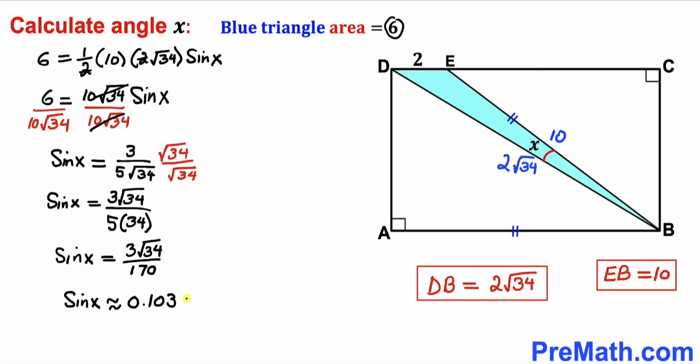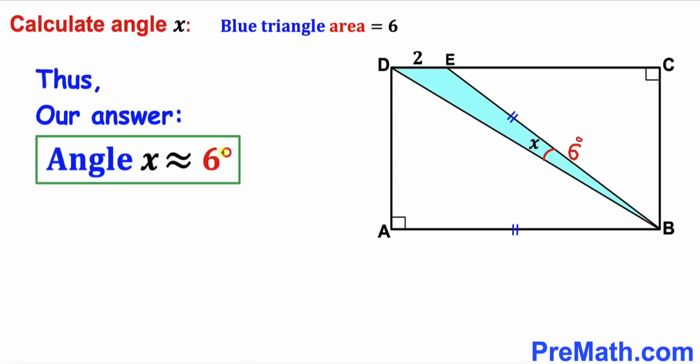0.103. And this could be written as X approximately equal to sine inverse of 0.103. And if we calculate this value, X is going to be approximately equal to 6 degrees. So therefore this angle X turns out to be approximately equal to 6 degrees.